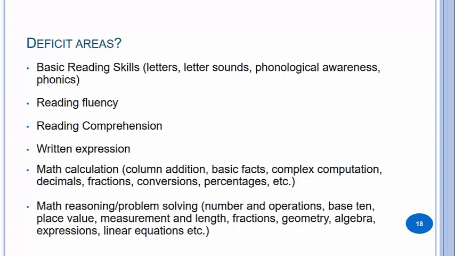So I guess this kind of takes back to what Michael was just asking, the difference between those standards and skills. We have this all broken down into skills area deficits. So in the area of basic reading, we're looking for interventions that are going to focus on phonological awareness, phonics, letters, letter sounds, reading fluency, reading comprehension, written expression, math calculation, or math reasoning or problem solving. So those are the six areas of deficits that are defined in our state and what we are asking for intervention programs to submit for to be reviewed.